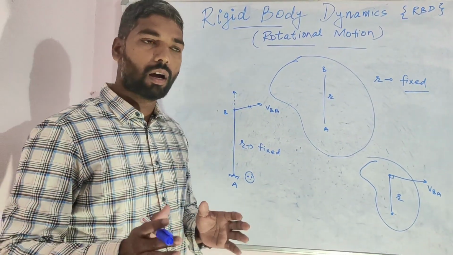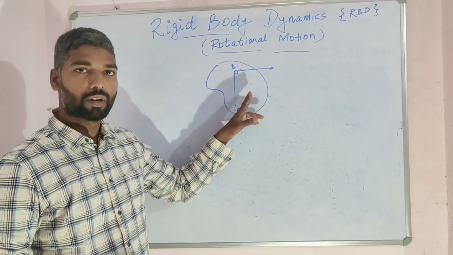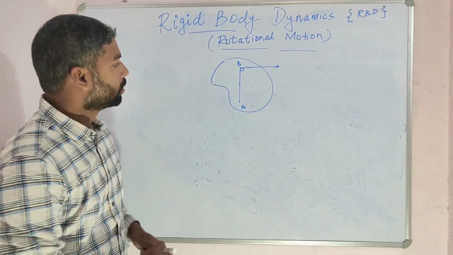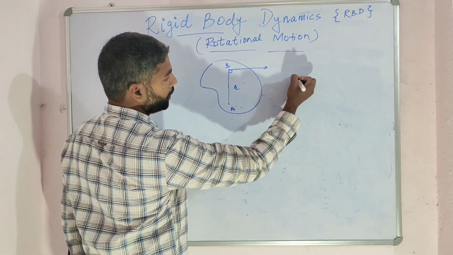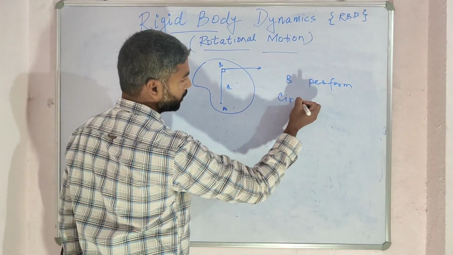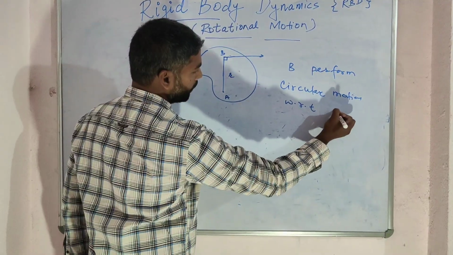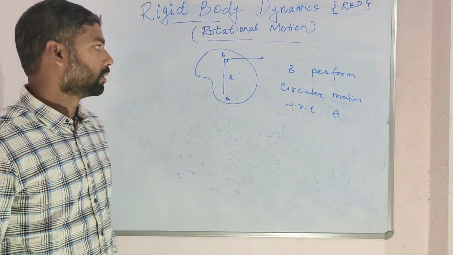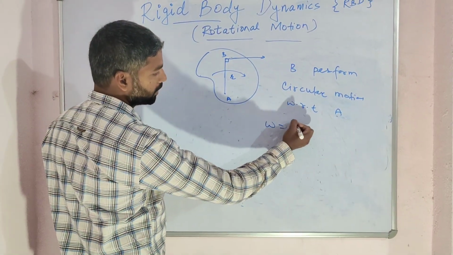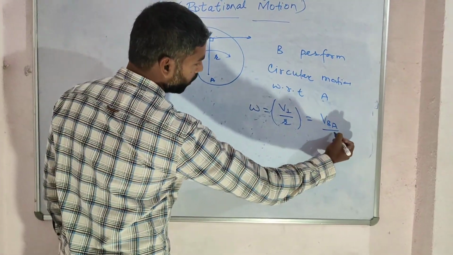For example, if the point on a rigid body is having velocity always perpendicular to the line joining them, we can say that B performs circular motion with respect to A. That means we can also find the angular speed at this moment. Angular speed is V perpendicular upon R, or VBA upon R.